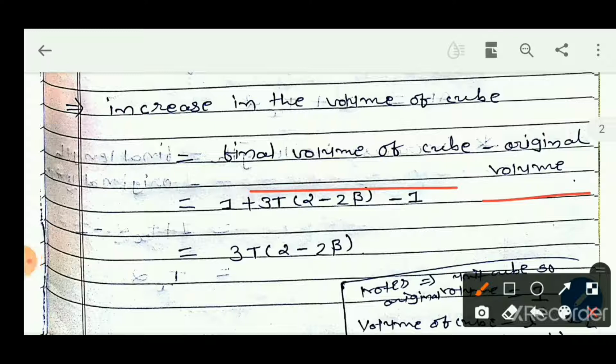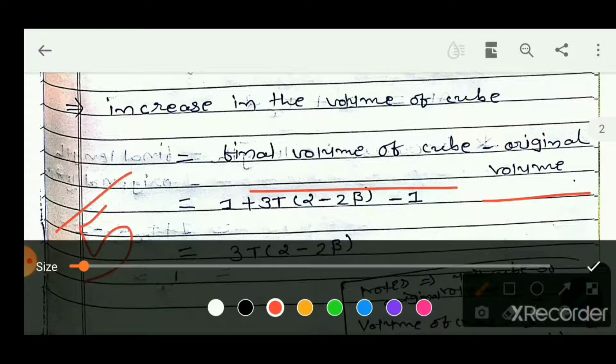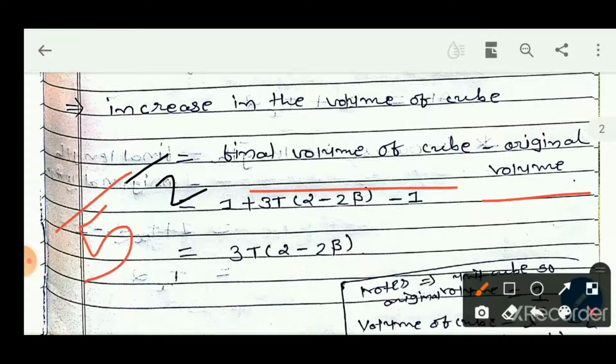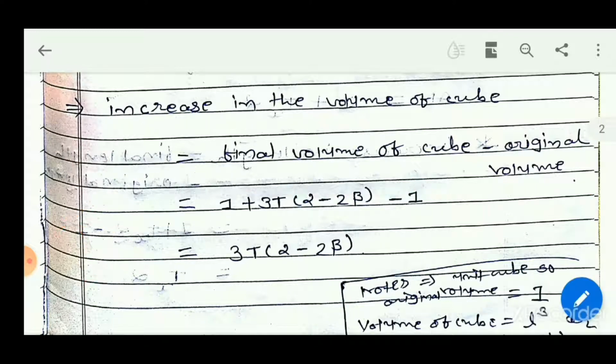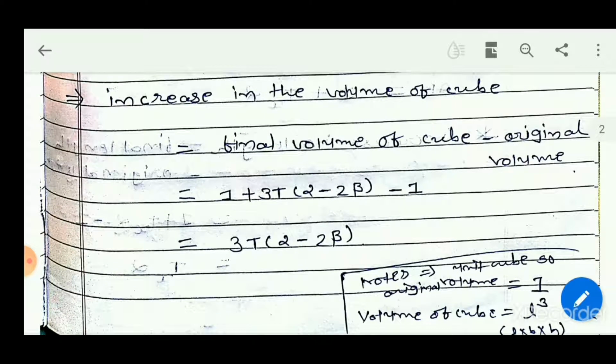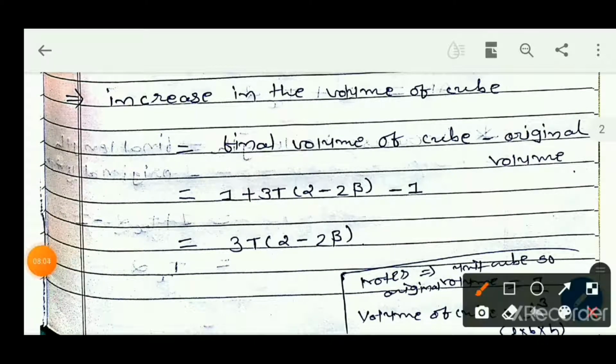We can say that if we have an increment in length, if it's 5 cm and the increment is 2 cm, so now the final length is, in our case, 7, minus the original length, which is 5, so the change in length is 2. In this way we can find the increment in volume of the cube: final volume minus original volume.